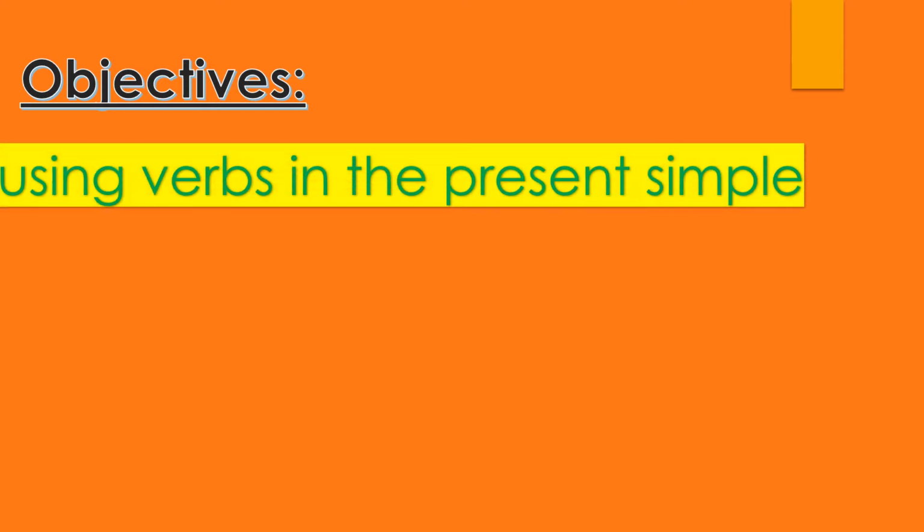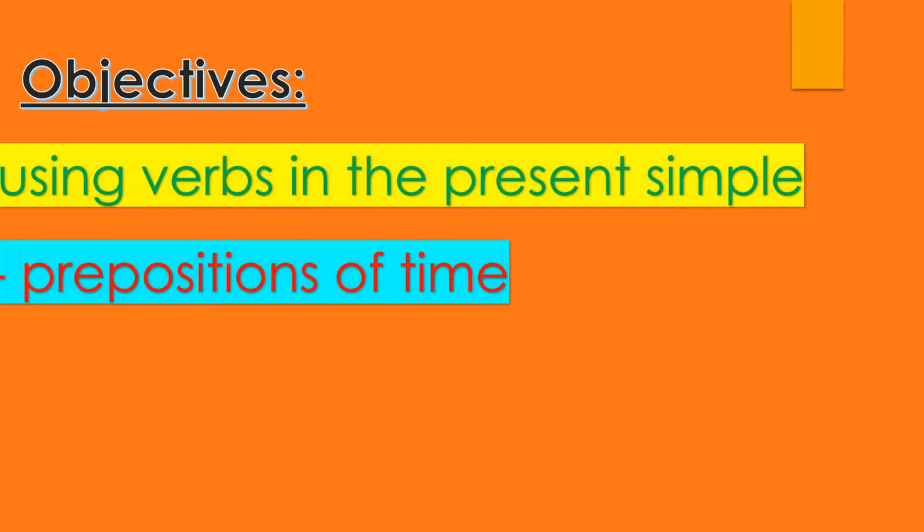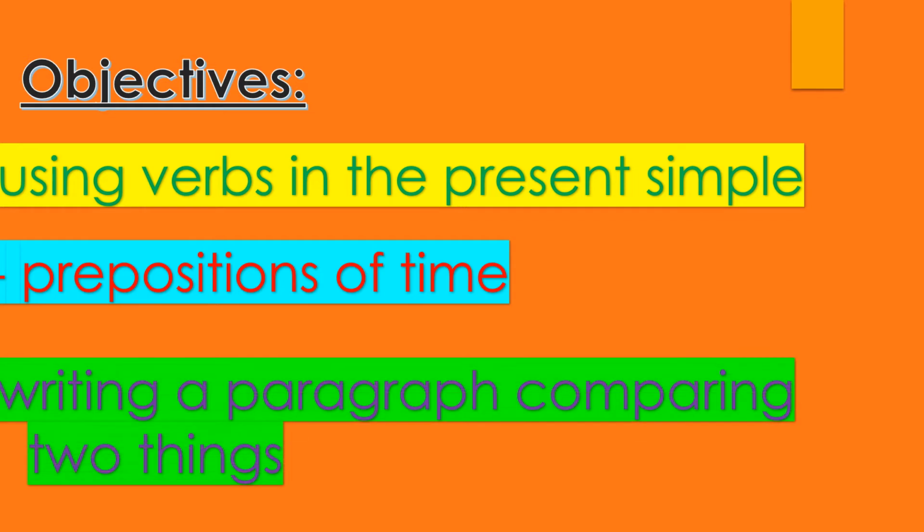First, we're going to look at using verbs in the present simple. This is a continuation of what we studied in the previous lesson with using F, but here we have sentences. Then, prepositions of time. And finally, writing a paragraph comparing two things.